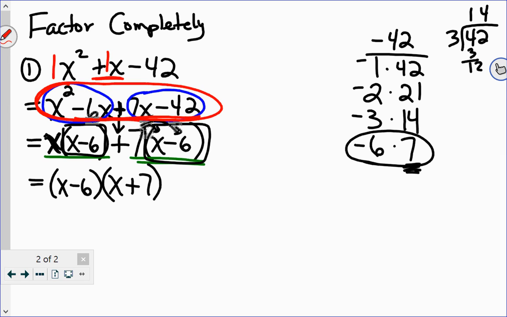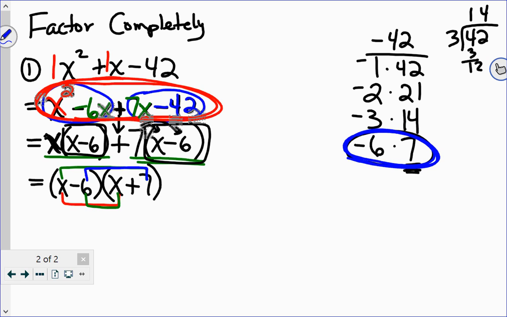So if I do my FOIL and I do my first, I get x times x, which is x squared, and that's the first term I have up here. Then I do outside, I get 7x. Well, here's 7x up here. Inside, I get negative 6x, and here's that term right there. And then last would be these 2 products, and that would be my minus 42. So all I'm essentially doing is FOIL in reverse. So I'm finding the 2 things that make up the outside and inside. And that's really important to understanding where we're going.